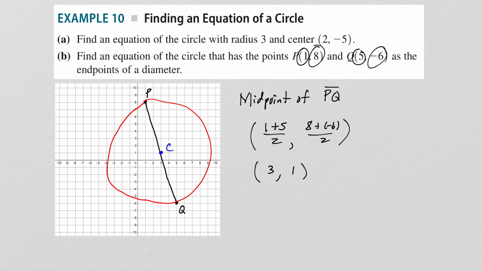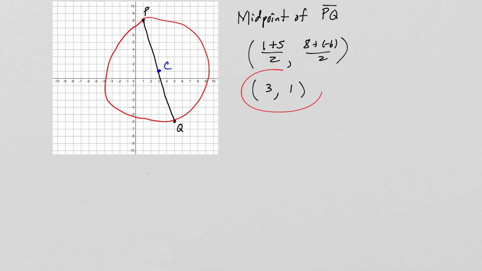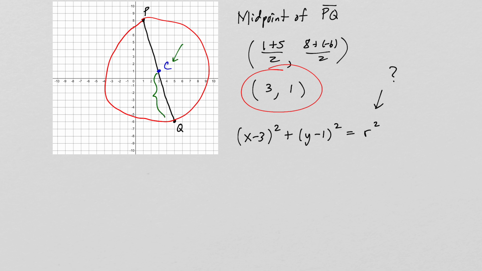So the next thing we need to figure out is what is the radius of the circle? So right now we know the center is 3, 1. So we know that the equation is going to be x minus 3 squared plus y minus 1 squared is equal to the radius squared. And again, we don't know what the radius is yet. There's two ways to find the radius. One way to find the radius would be to just find the distance between the center and one of these 2 points, either P or Q. To do that, you would have to use the distance formula, okay?